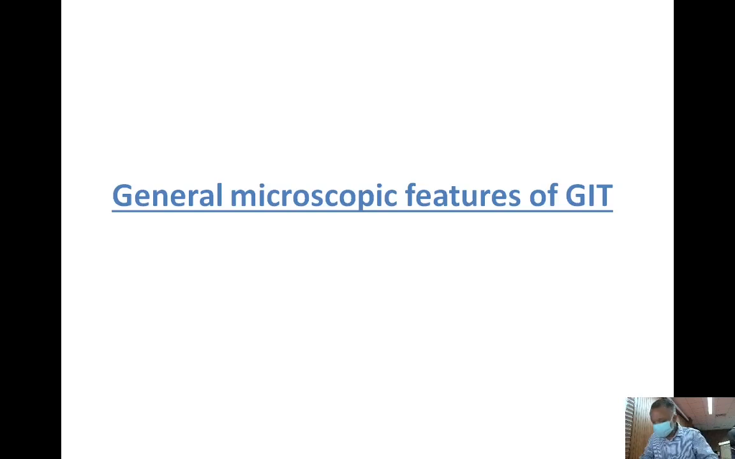Hello, good morning, students. We are going to discuss the general microscopic features of the GIT as well as the esophagus. First, we will discuss the different histological layers of the GIT, and later we will discuss the special features of the esophagus.